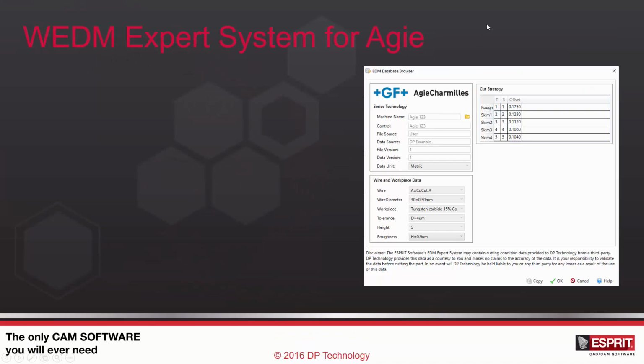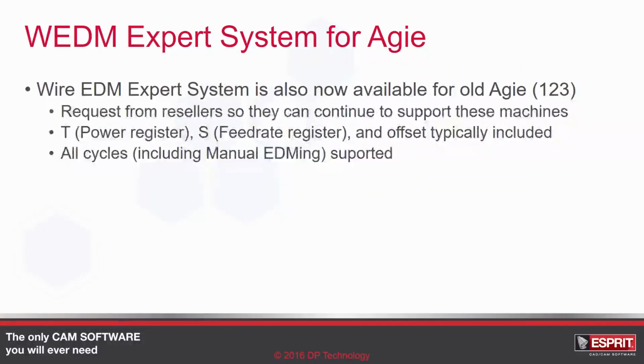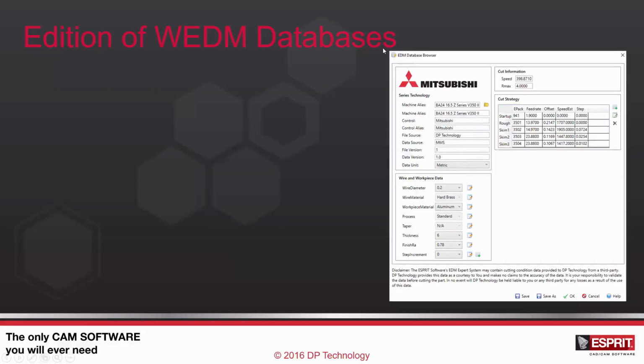First, we'll talk about the EDM ESPRIT system for Azure. So it's now available, as I mentioned, for the old Azure, the 1.2.3 machines. These machines were last manufactured in the mid-1990s, but they're extremely durable, and the field requested that we continue to provide support for them. So things such as T, the power register, S, the feed rate register, and the offsets are typically included in the database. And as I mentioned, all cycles, including manual EDMing, is now supported.